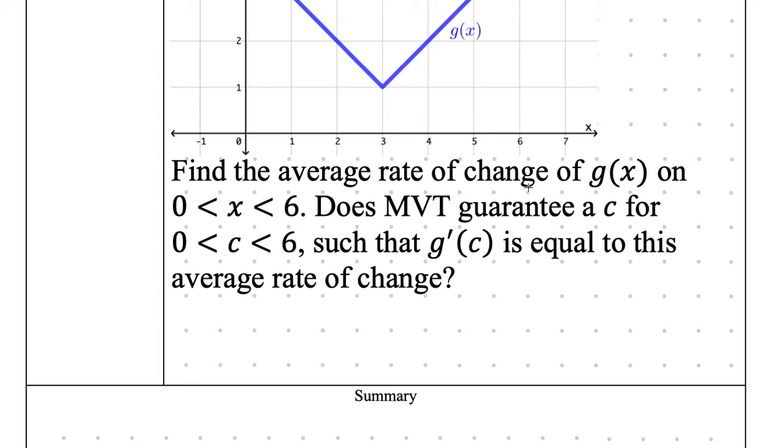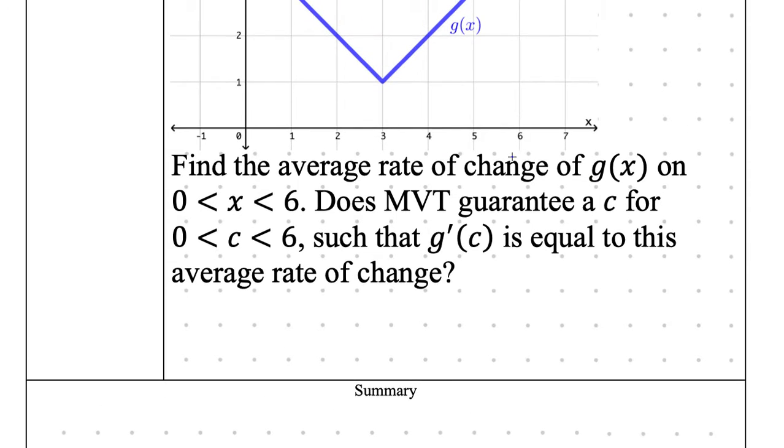Okay, so the average rate of change of g of x. I need to find that. Oh, I know the equation for average rate of change. It's what? All right, let's write it down. f of b minus f of a, all over b minus a. It says find that thing. Okay, I know how to do that.